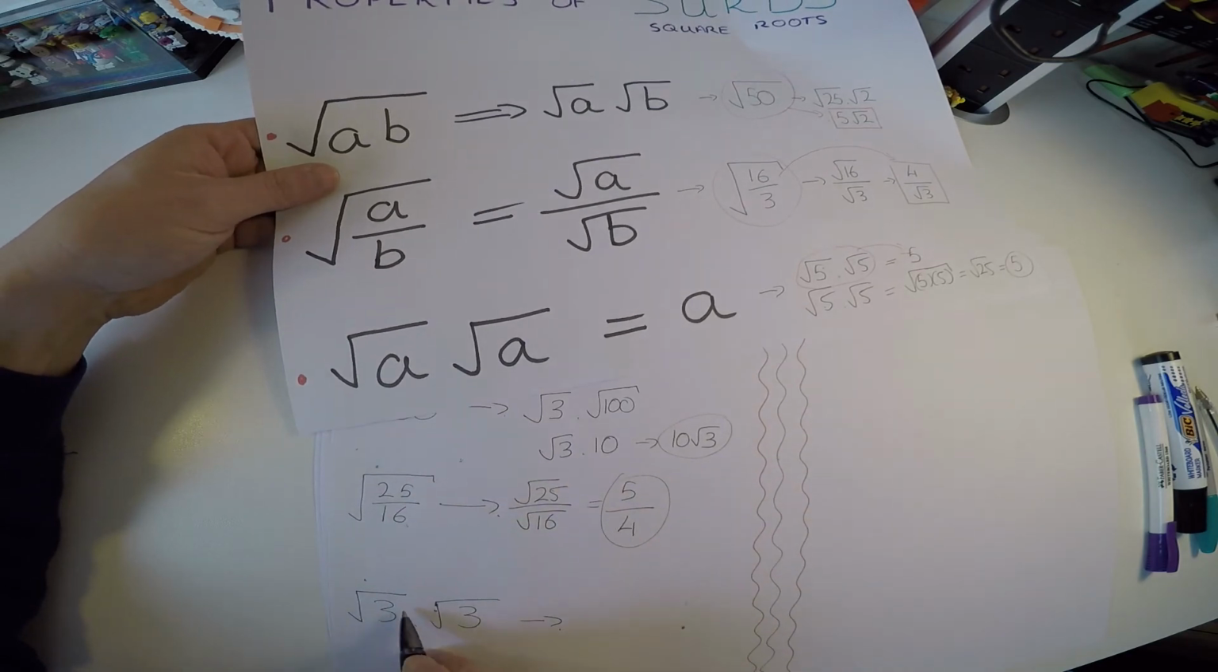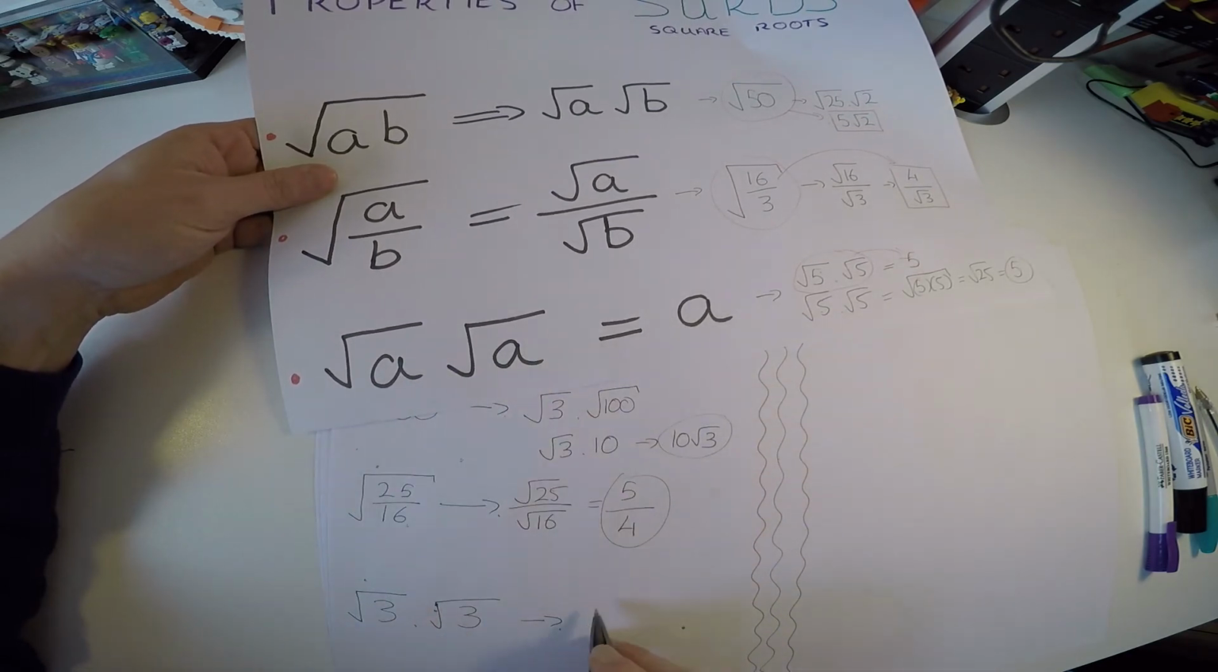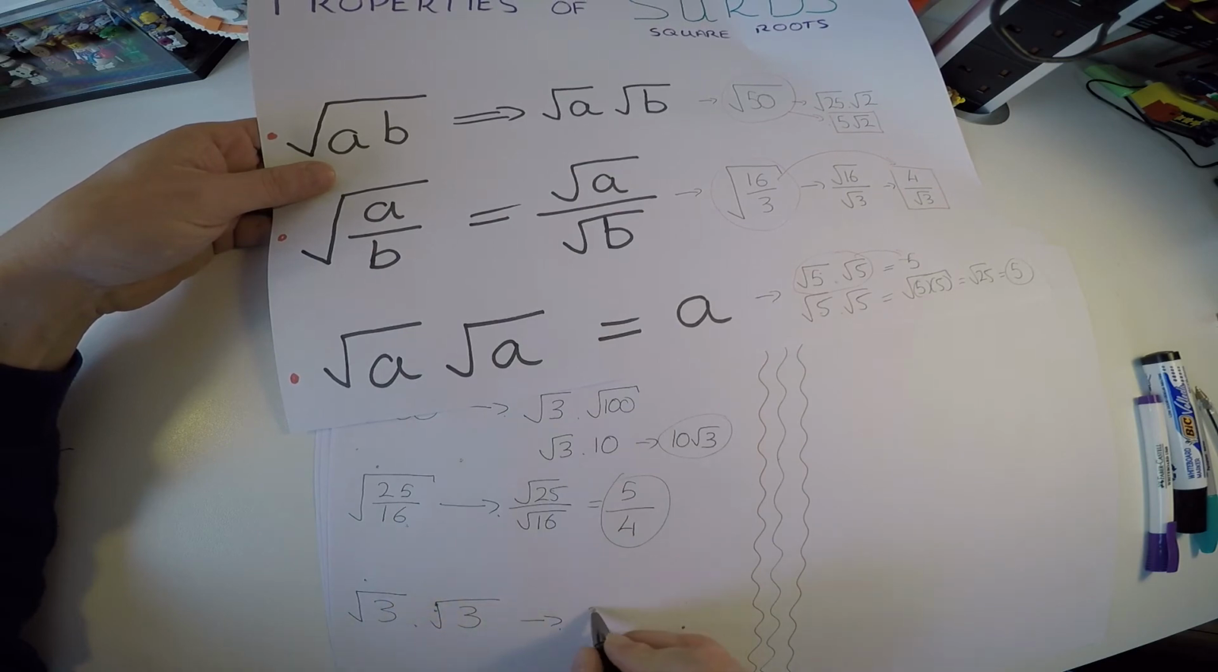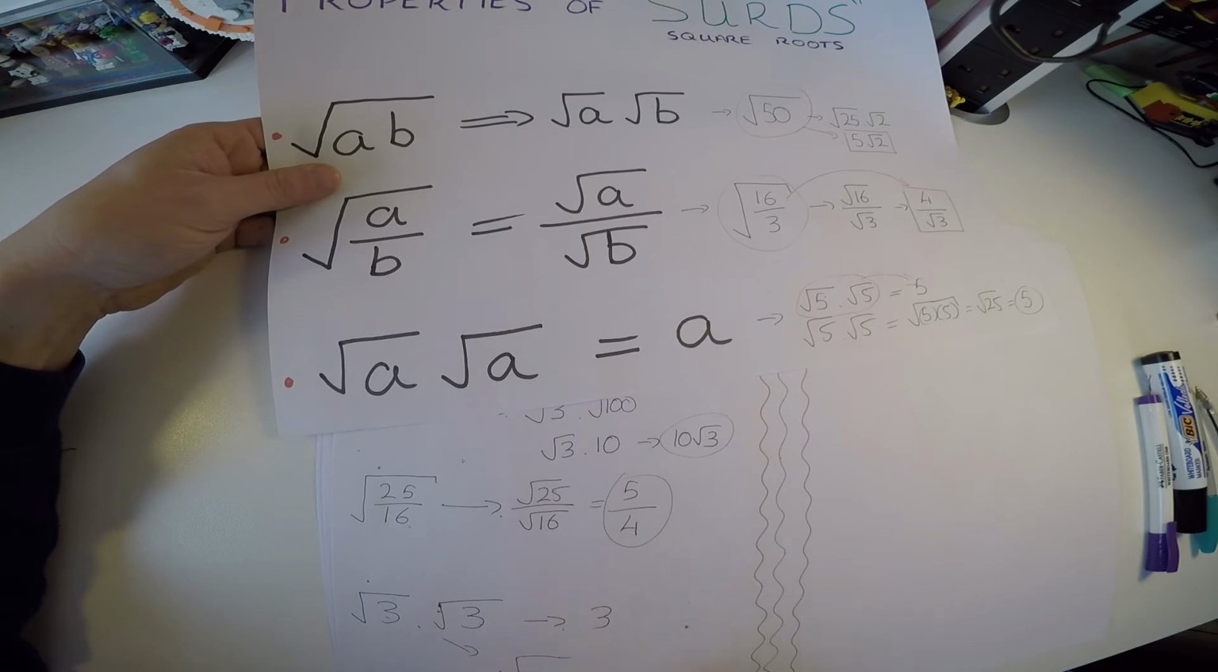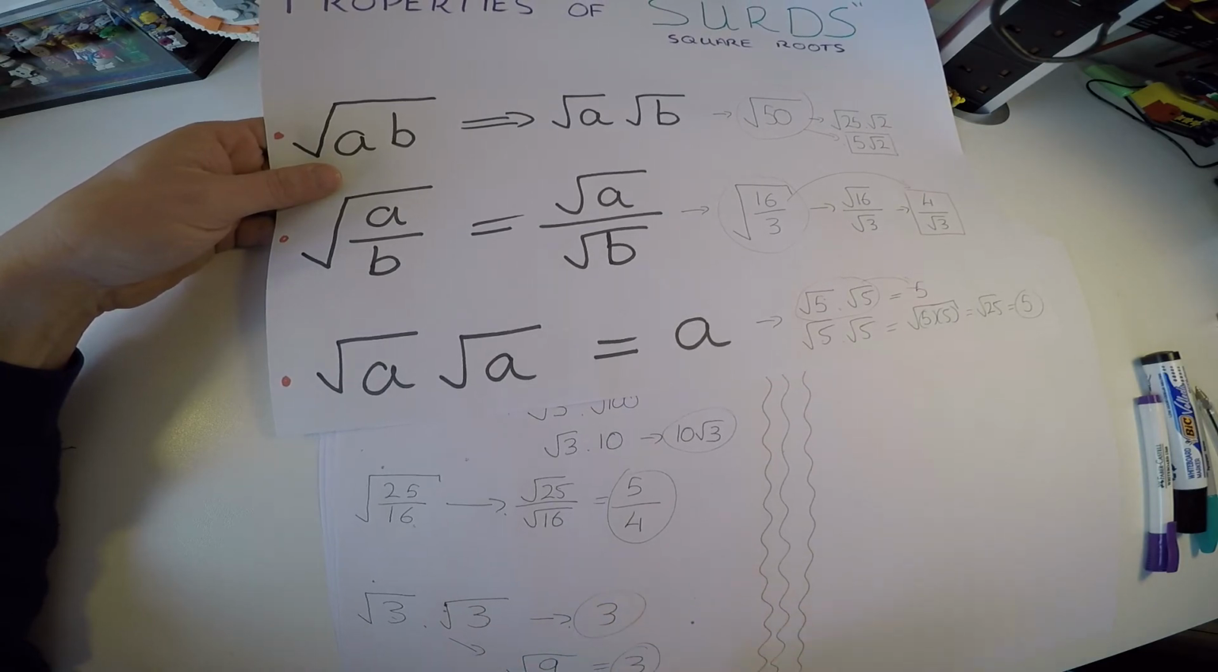The final one, that's much like this example here, root 3 by root 3. The square roots go, and it's just 3, or root 3 by root 3. We can bring the numbers underneath together. That's 9, which of course is equal to 3, so the same answer.